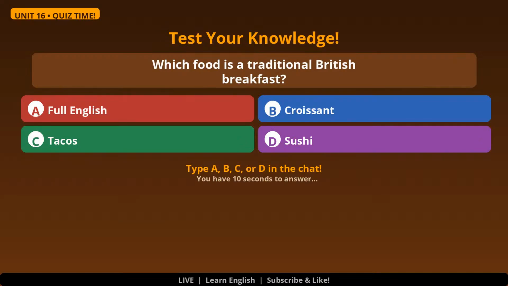Let's test your knowledge. Here's the question. Which food is a traditional British breakfast? Option A, full English. Option B, croissant. Option C, tacos. Option D, sushi. Think about it. Type A, B, C, or D in the chat. You have 10 seconds.